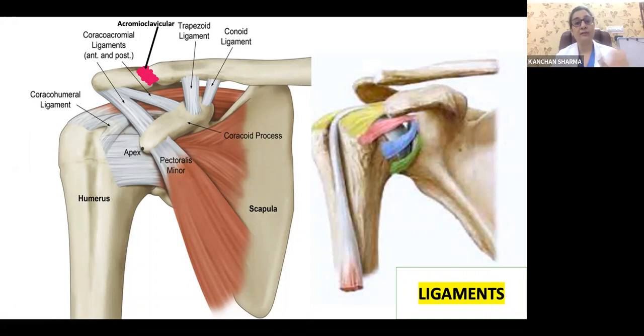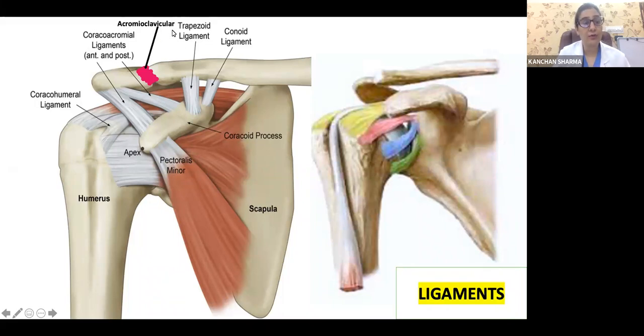What I have taught in my basic ultrasound class is that a ligament is from one bone to another bone. So knowing the name of the ligament is very easy. If it is from the coracoid process to your humerus, it becomes coracohumeral, right? If it is from your coracoid process to your acromion, it becomes coracoacromial. If it is from your acromion to your clavicle, it becomes acromioclavicular. So for your basic course, you need to remember these ligaments very nicely.